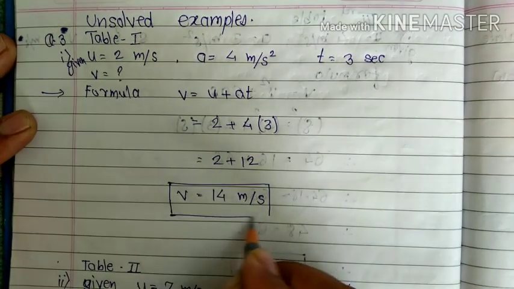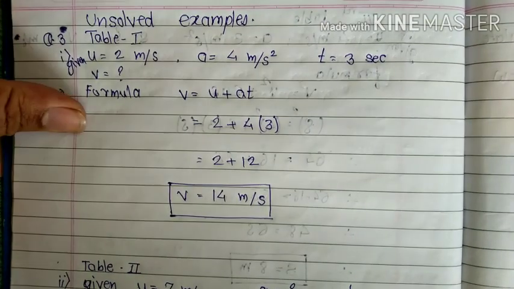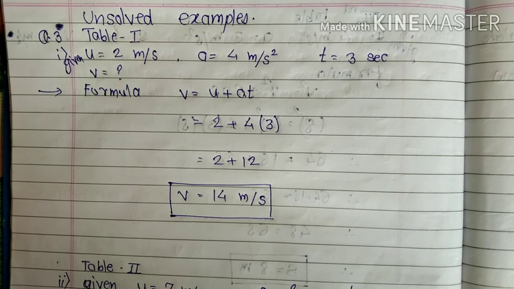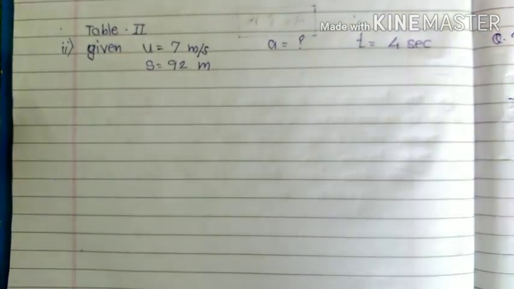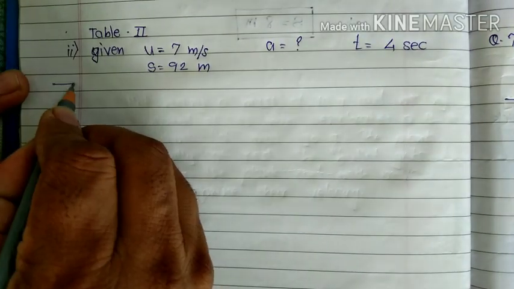So our final answer is v is equal to 14 meter per second. If you want to write, pause it and write it. See the next question. Table number 2, second question.